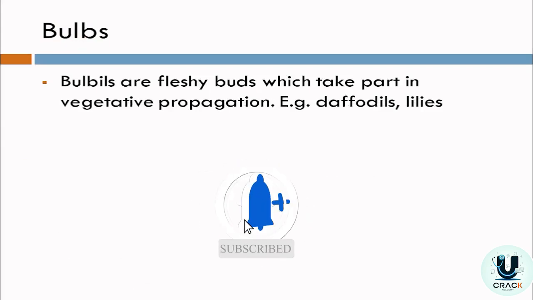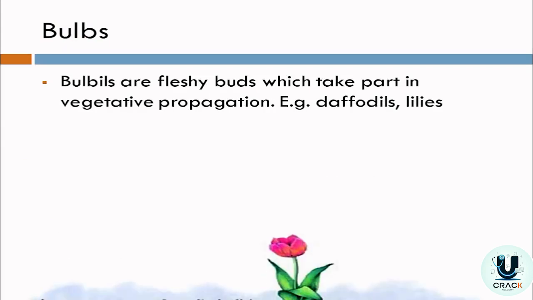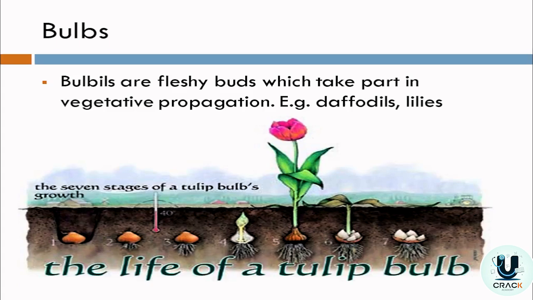Bulbils or fleshy buds take part in vegetative propagation. Example: daffodils, lilies. Look at the picture here, the 7 stages of a tulip bulb's growth. That is the 7 stages. Look at the flowers here.